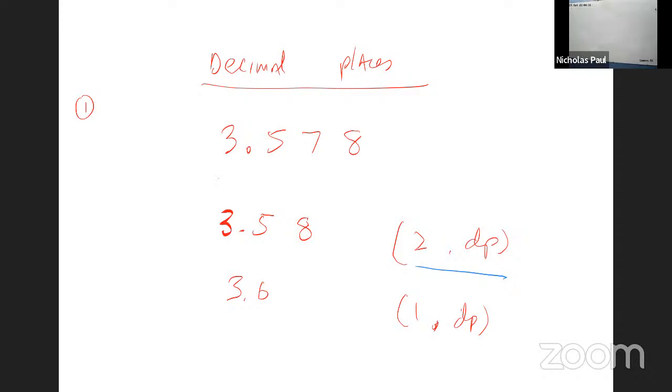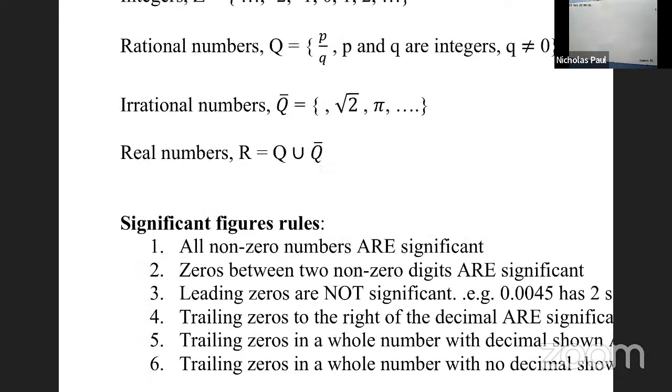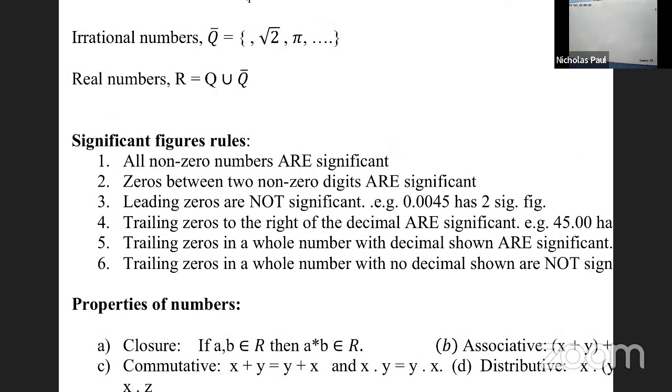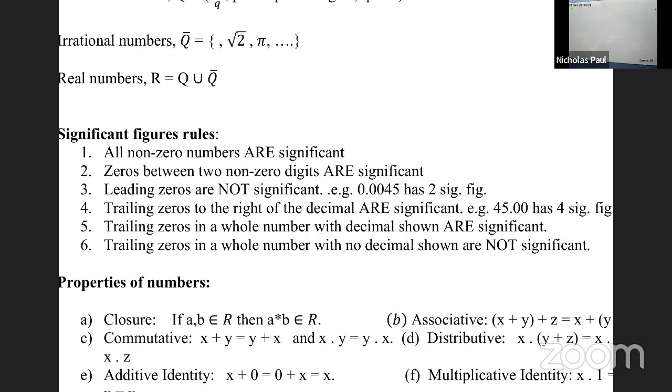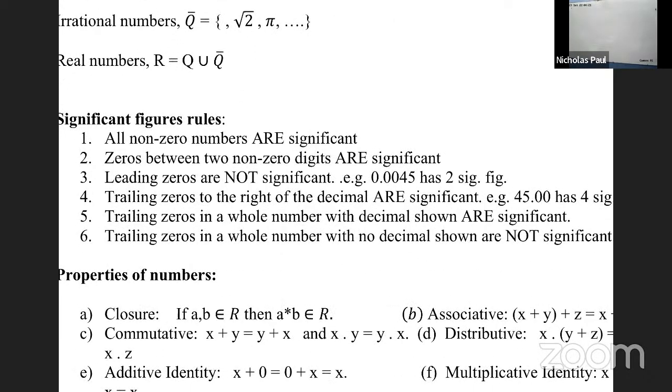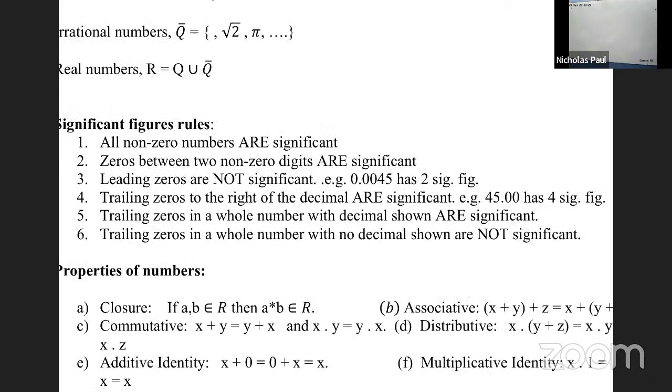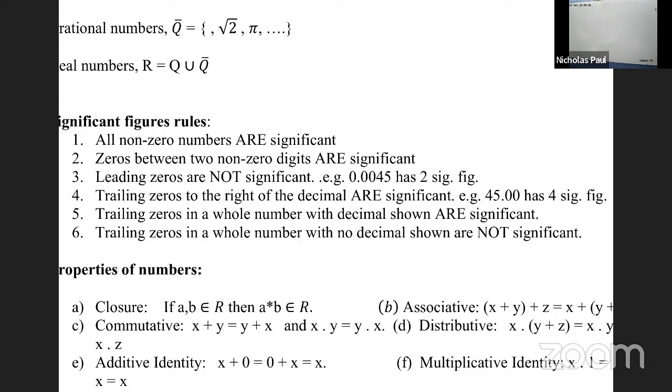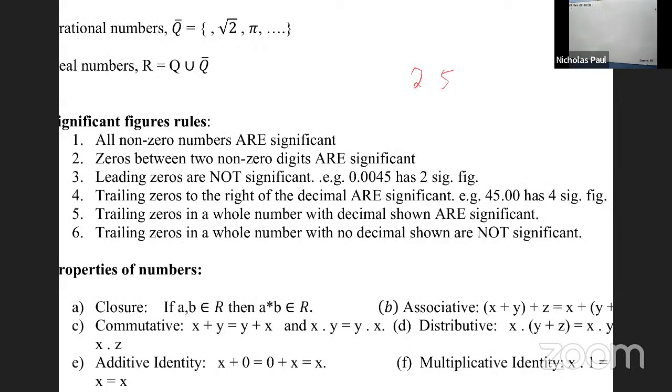Everybody writing? All right, significant figures. Plenty of rules. We have to make sure we understand all these rules, right? So the first rule is that all non-zero numbers are significant. I mean, we know that non-zero is like 5 and 1 and 2. All these numbers are significant. Okay? Everybody okay with that? So all non-zero numbers are significant.